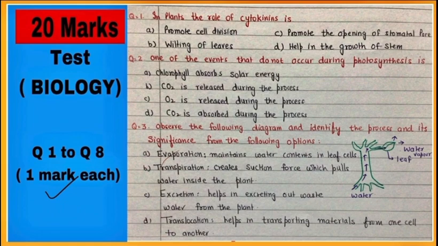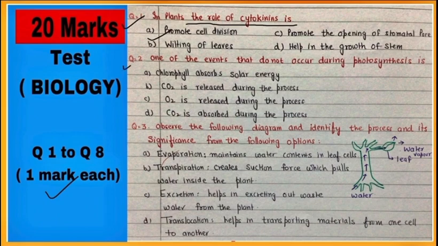Question 1. In plants, the role of cytokinins is: cytokinins promote cell division in plants and are present in greater concentration in the area of rapid cell division such as fruits and seeds.